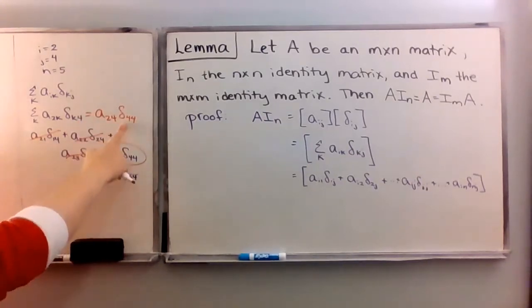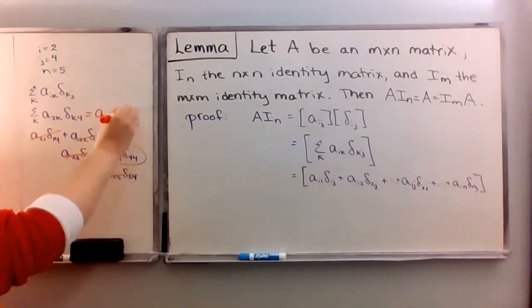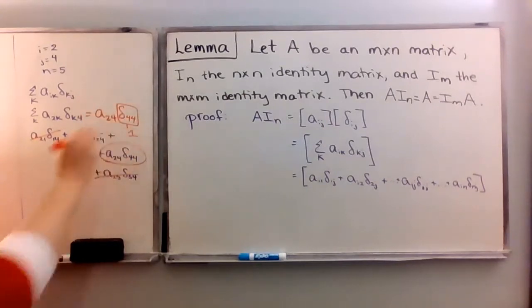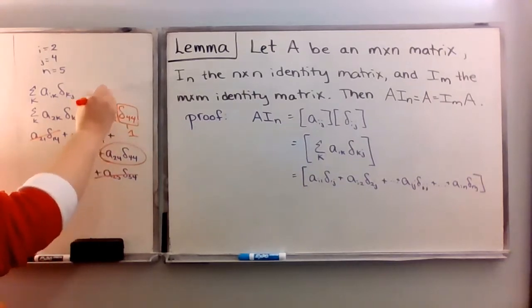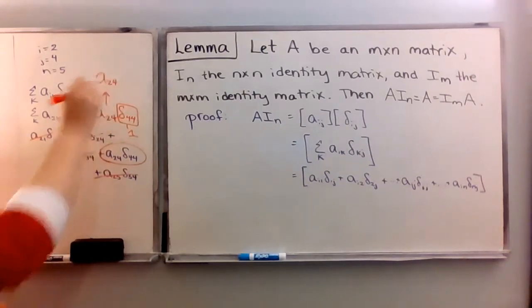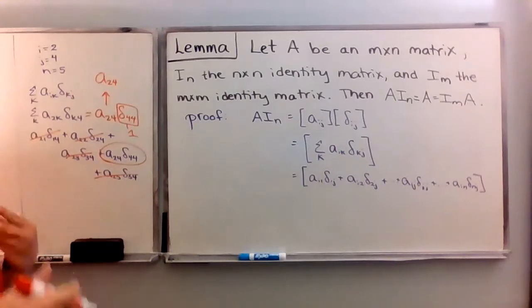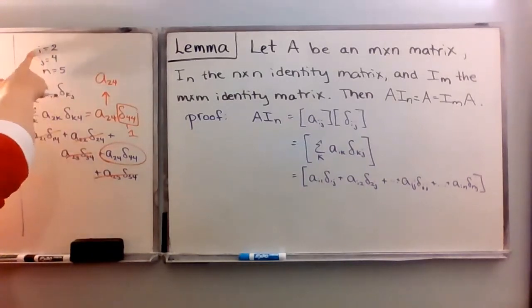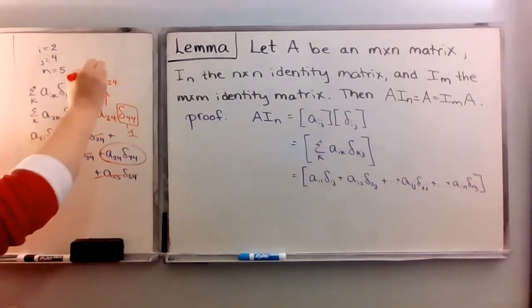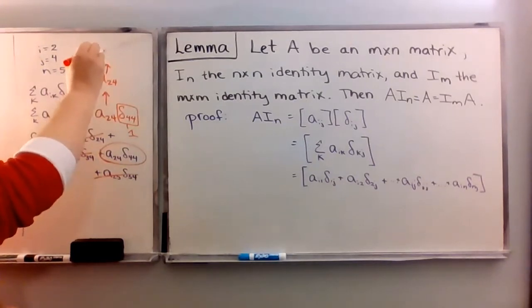But delta 44 is 1, right? Because the subscripts are the same, which means we just get A24. So hearkening back to our IJ notation, 2 was I and 4 was J. So this is going to be AIJ.